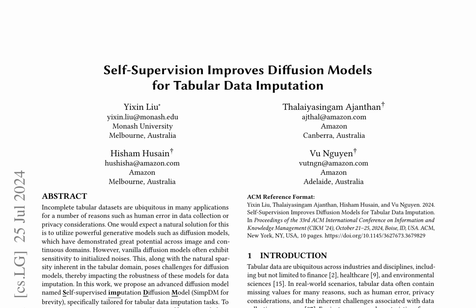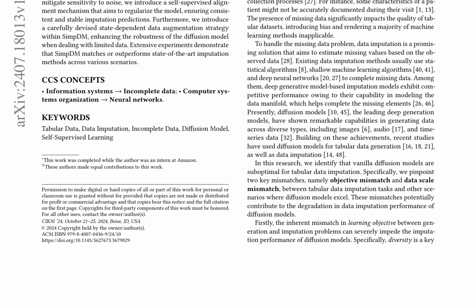competitive performance. Diffusion models, a leading deep generative model, have shown remarkable capabilities in generating data across diverse types, but their application to tabular data imputation is suboptimal due to two key mismatches: objective mismatch and datascale mismatch. The objective mismatch arises from the inherent difference in learning objectives between generation and imputation problems. Diffusion models are sensitive to initial noise, which helps generate diverse samples but hurts accuracy in imputation tasks.